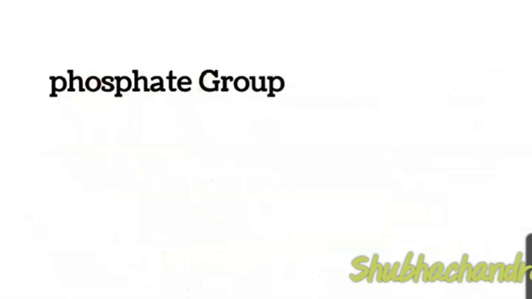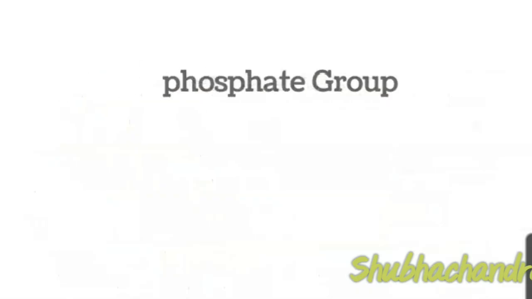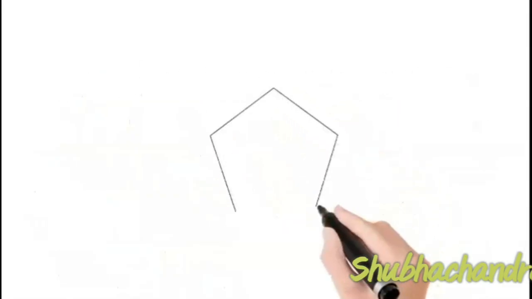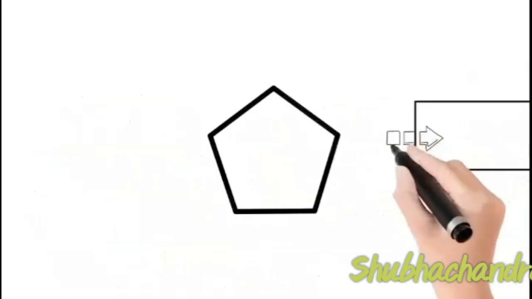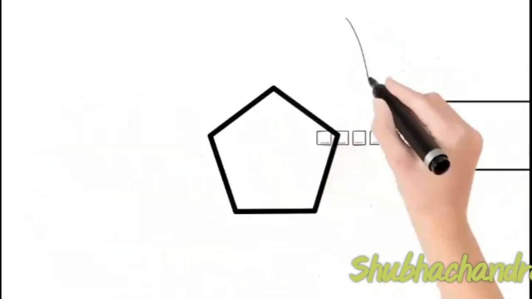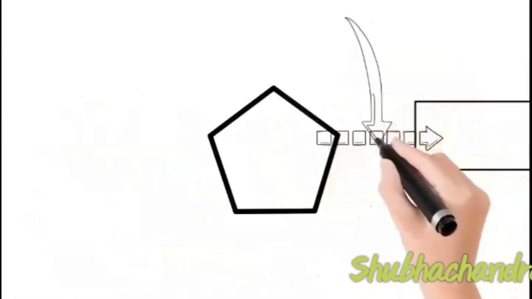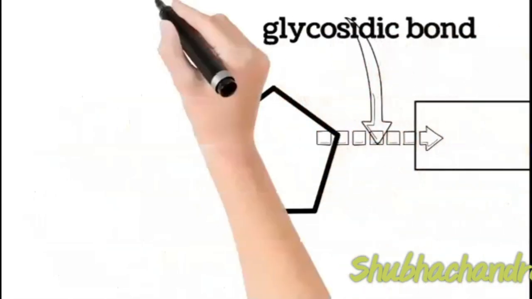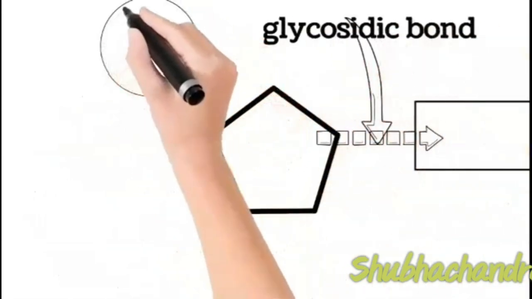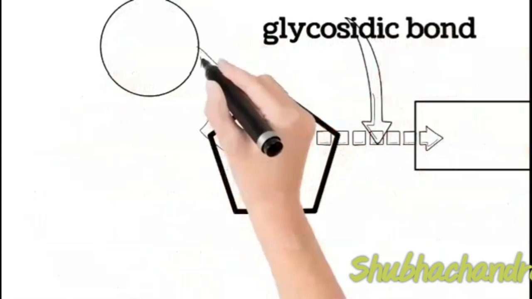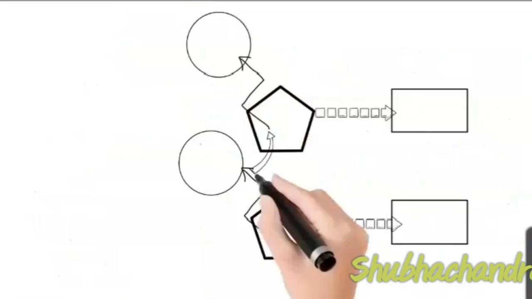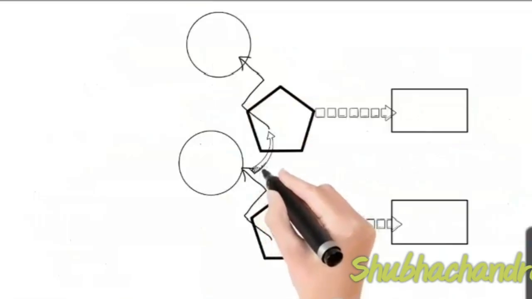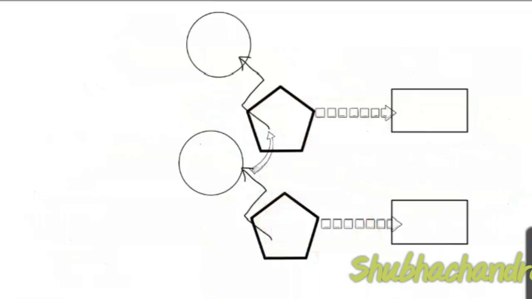The third component is the phosphate group. Chemically it is phosphoric acid. The nitrogen base is attached to the first carbon atom by a glycosidic bond, and the phosphate group is attached to the fifth carbon atom of the pentose sugar by a sugar phosphate bond. One nucleotide is attached to another nucleotide by phosphodiester bonds.